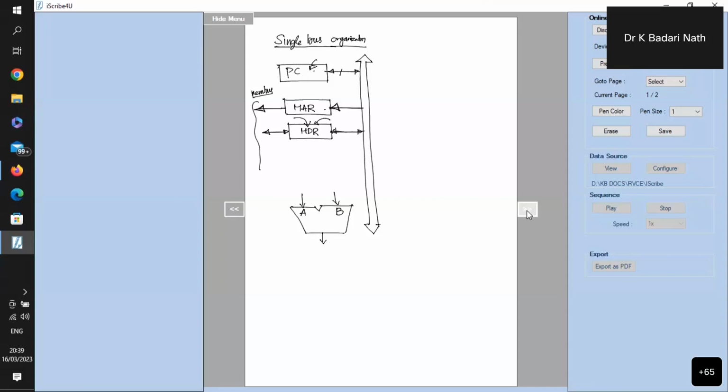We will just finish the other entities and then come back to the ALU. Now, apart from the ALU, you have a set of registers available inside the processor. The size of these registers is 32 bits. The word length is 32 bits.